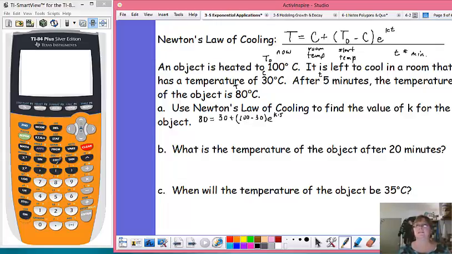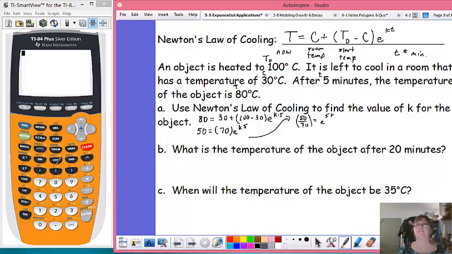Well, let's try and get the exponential term isolated. So we will subtract 30 from both sides, and now we're looking at this. 50 is 70 times e to the KT, K times 5 in this case. We want it isolated, so let's divide 50 by 70. 50 over 70 will equal e raised to the 5K.